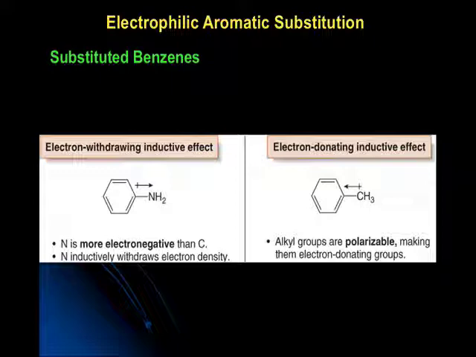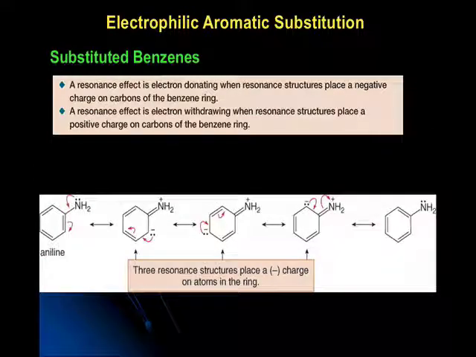So alkyl groups are actually activating groups. They make the benzene ring more electron-rich and therefore activate it, okay? So if we look at aniline again, we just determined that the nitrogen is pulling electrons through the sigma bond, but that's not what's important. The lone pair on nitrogen can be donated into the ring, and we can draw all these resonance structures, right?